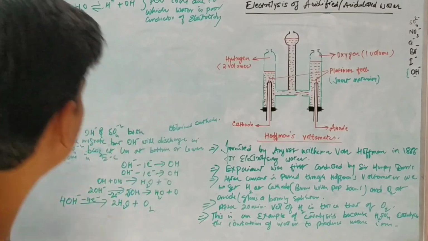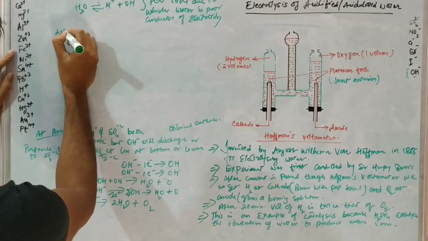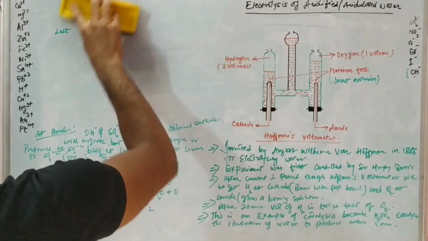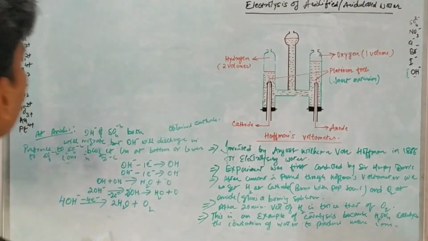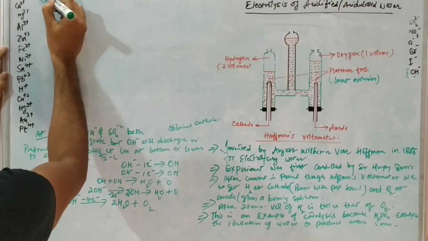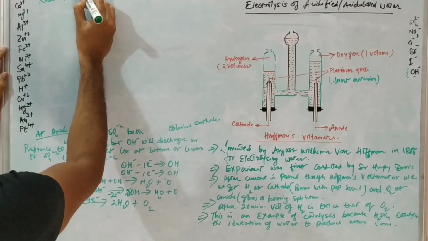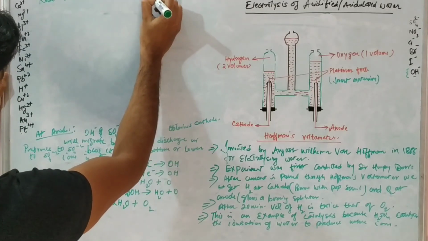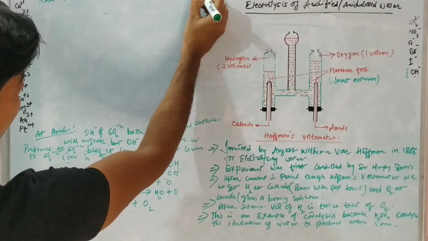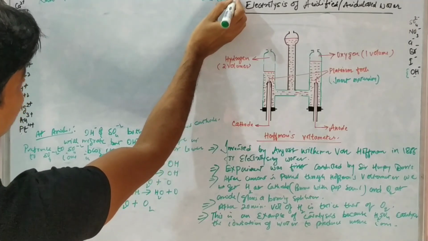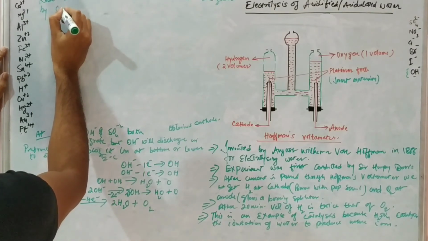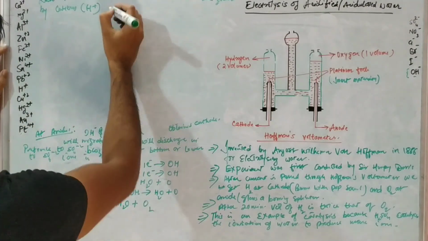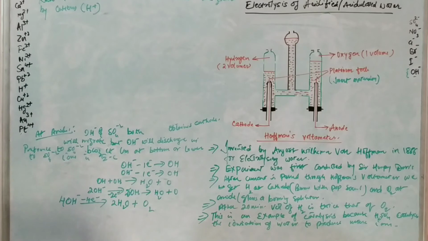Right? So since we have lost 4 electrons at the anode, these must be gained at the cathode by cations, which is the hydrogen ion in our case, right? Because these cannot be stored anywhere in the electrical circuit.